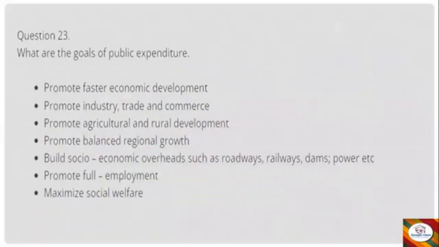Next, question number 23. What are the goals of public expenditure? So the goals of public expenditure are to promote faster economic development, promote industry, trade, and commerce, promote agricultural and rural development, promote balanced regional growth, build socio-economic overheads such as roadways, railways, dams, power, etc. Next, promote full employment, and maximize social welfare. So these are the goals of public expenditure.